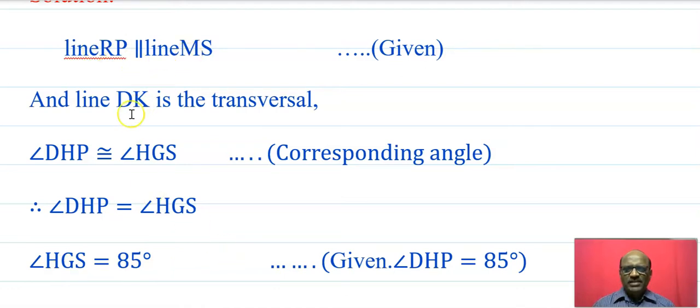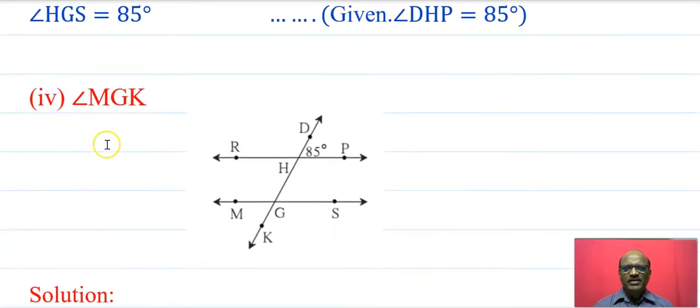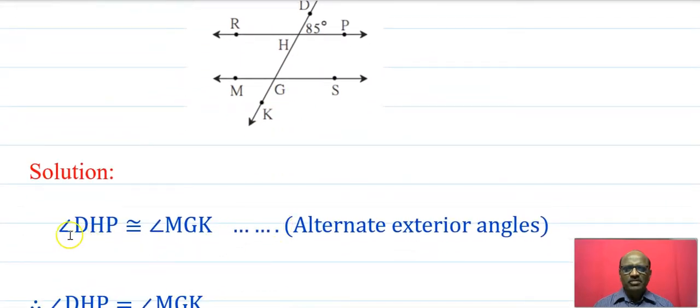Because these two lines are parallel and there is a transversal, they are corresponding angles. That is, we know the measure of angle DHP is equal to 85, and hence we get the measure of angle HGH is equal to 85. Next, the measure of angle MGK. Now the measure of angle DHP is congruent to the measure of angle MGK.